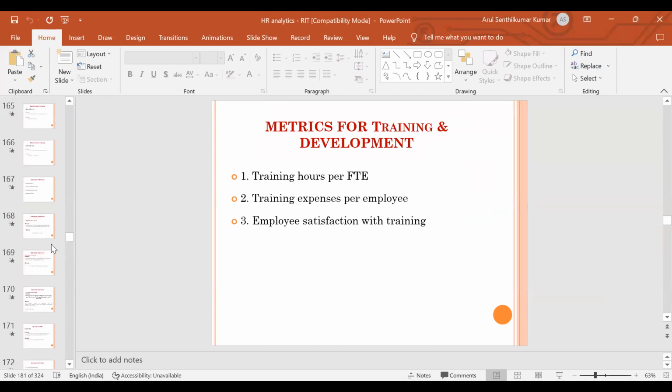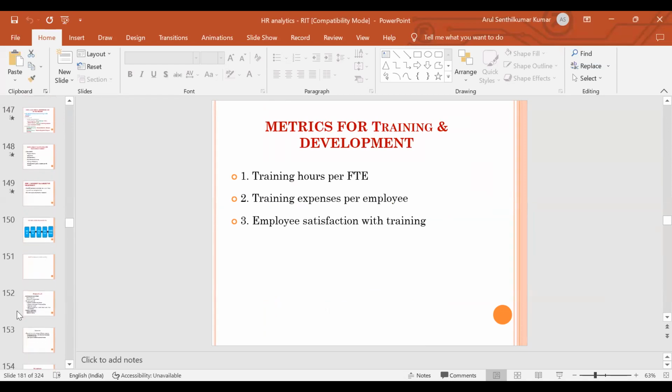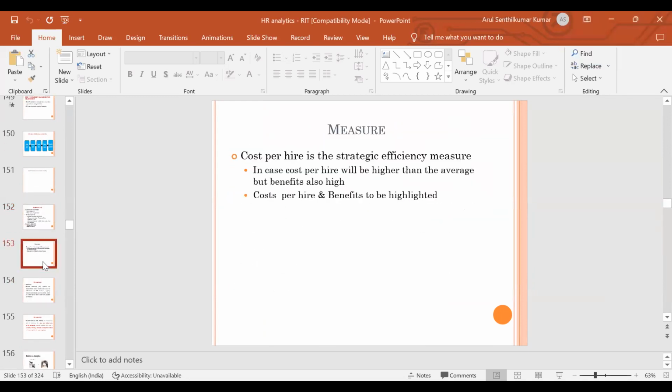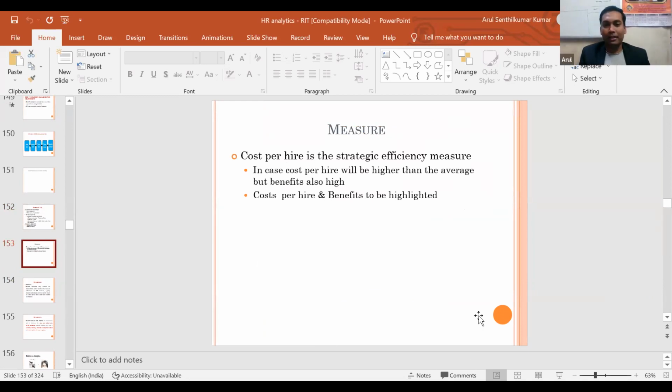Yes, sir, HR metrics is a measurement tool to measure the effectiveness of an HR initiative or system. Very good, sir. May I know your name, please? I'm Dr. Gaurav Jaiswal. Thank you so much, sir.